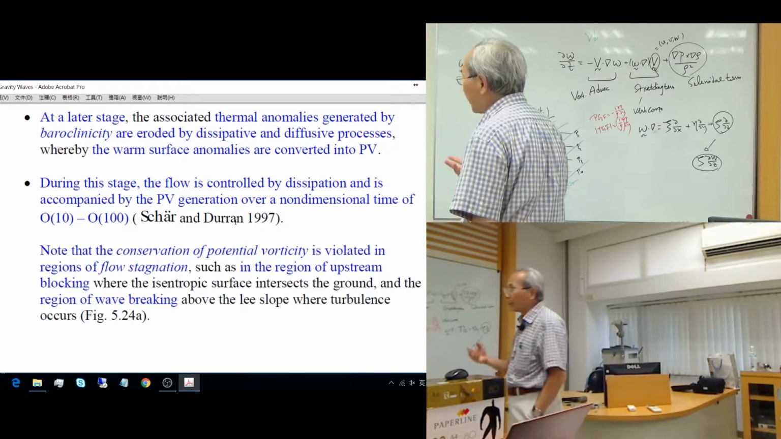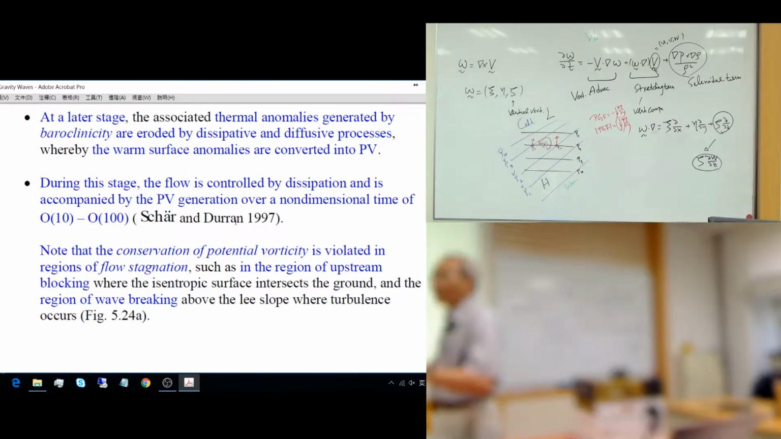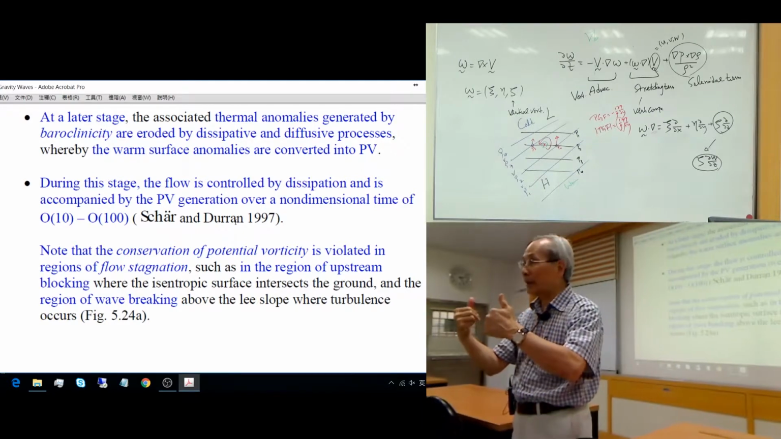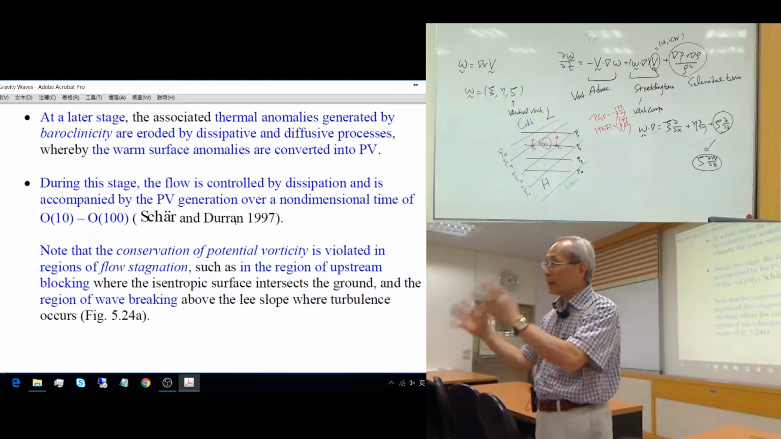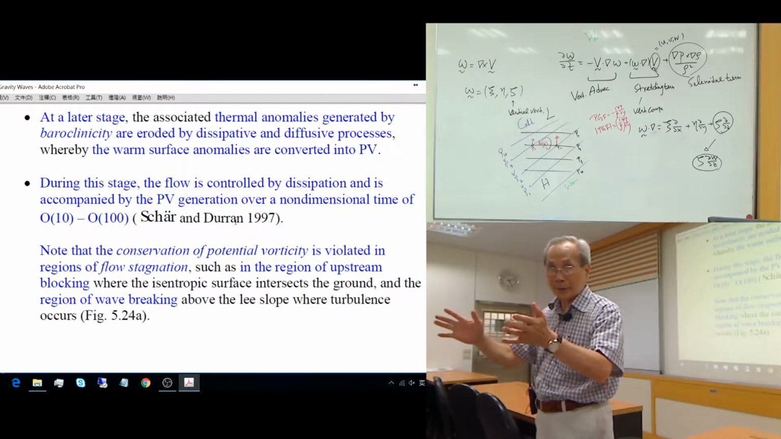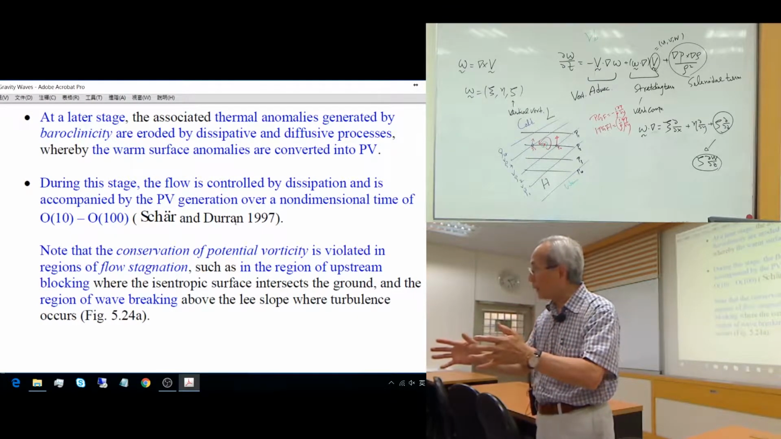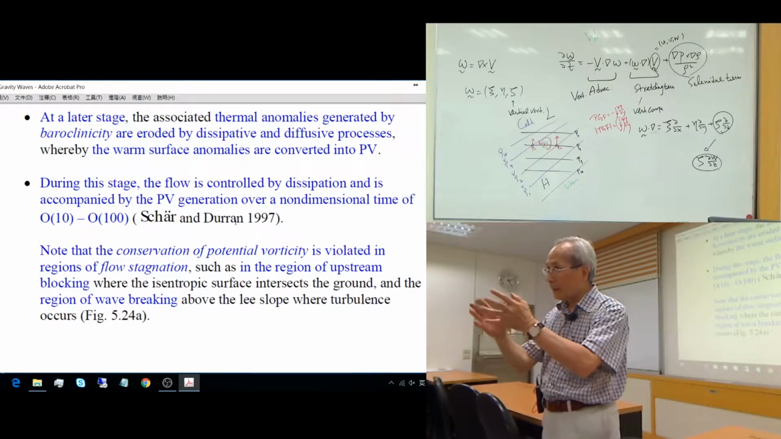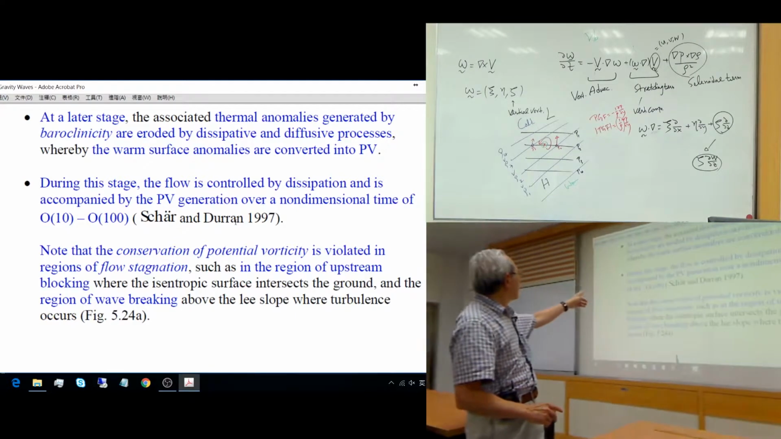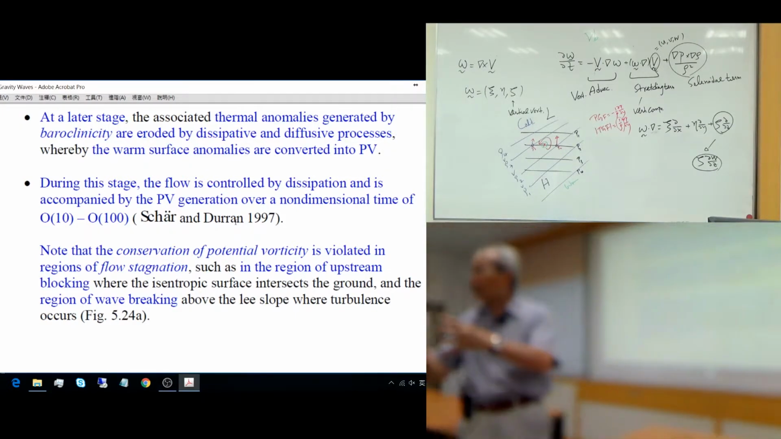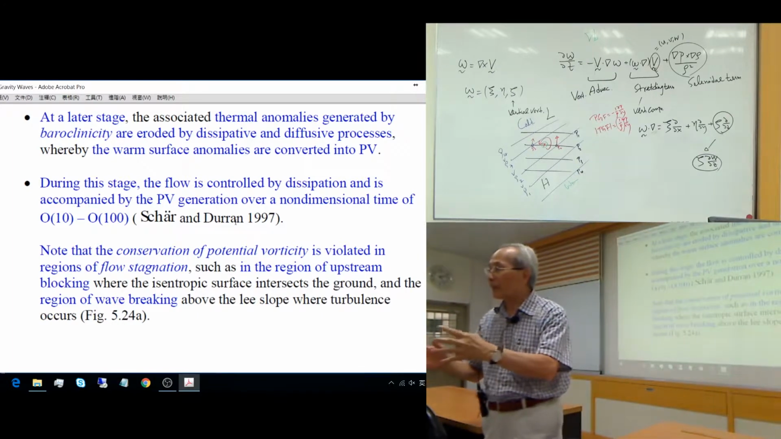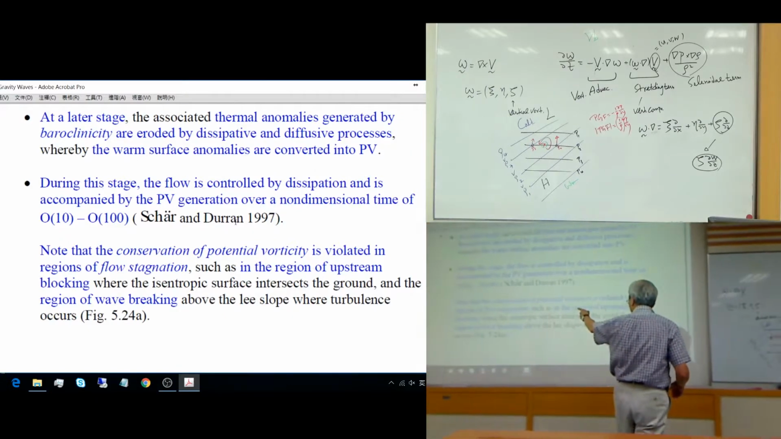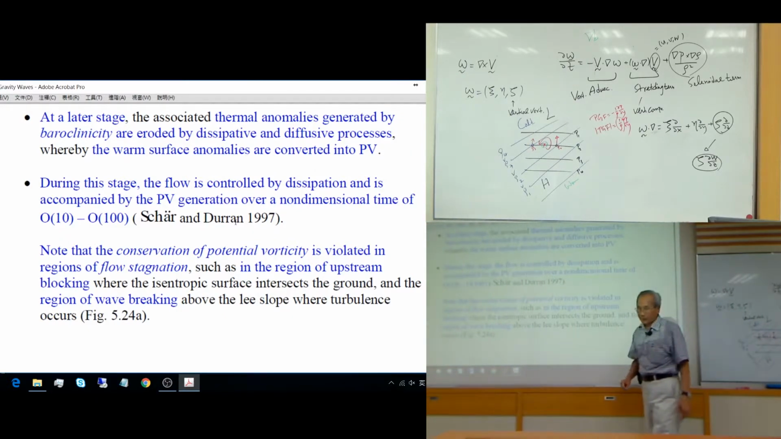In other words, Schär and Durran don't really disagree with the vorticity generated in the earlier theory, but they say that it occurred in the early stage when the time period is of order 1. And then at the later time, from order 10 non-dimensional time to order 100, it is dominated by Rossby's theory. That's the potential vorticity generation.